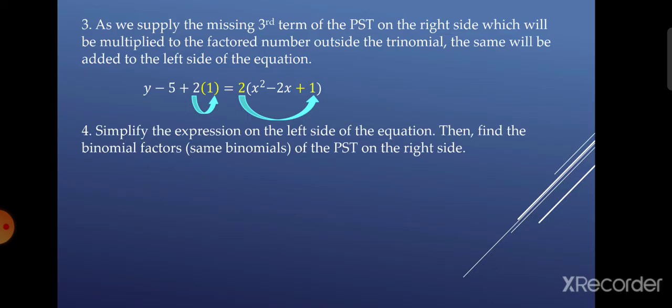Number 4. Simplify the expression on the left side of the equation. So sa pag-simplify, y minus 5 plus 2 times 1. Then find the binomial factors or same binomials of the perfect square trinomial on the right side. So asa ng perfect square trinomial or PST, kanang trinomial nga naa sa right side, represented by x squared minus 2x plus 1. So unsa diay iyang binomial factors nga dapat pareha?